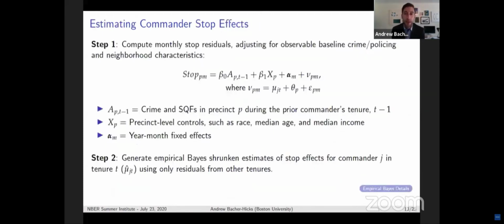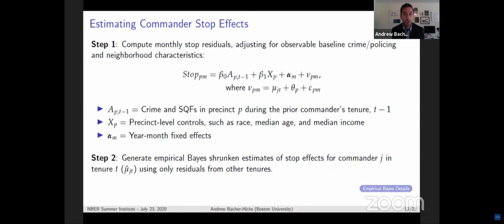So to do that, I won't spend much time on this slide, but it should be very familiar by now because it seems like every presentation has estimated some form of a value-added model, which is essentially what this is. But instead of looking at test scores or student achievement as the outcome variable, I'm going to look at the number of stops that occur in a given precinct month. And I'm going to condition on crime and stops and frisks that occurred in the precinct, but during the prior commander's tenure. So this is going to serve as my lagged estimate of crime and policing.